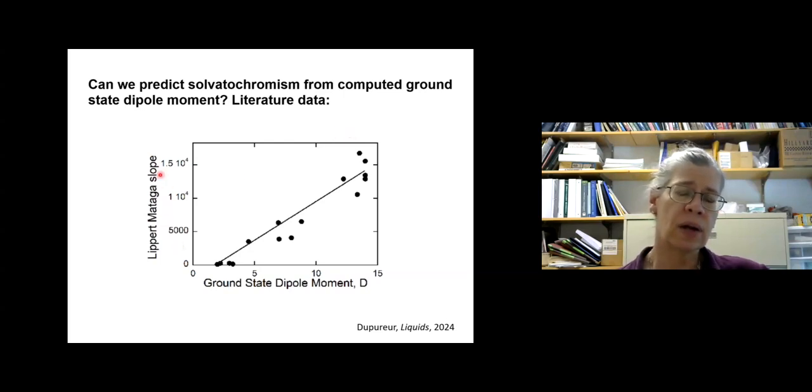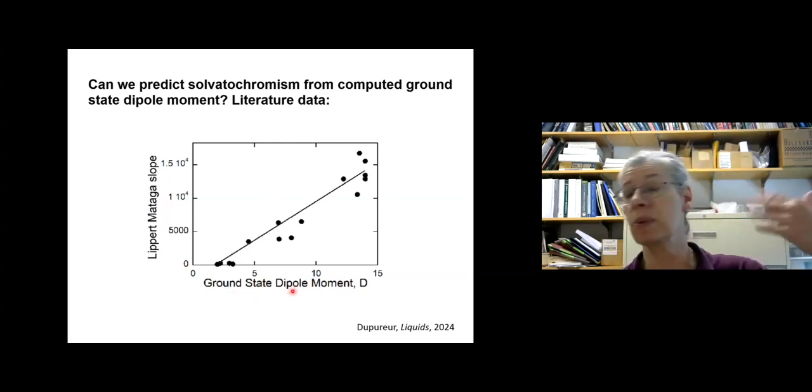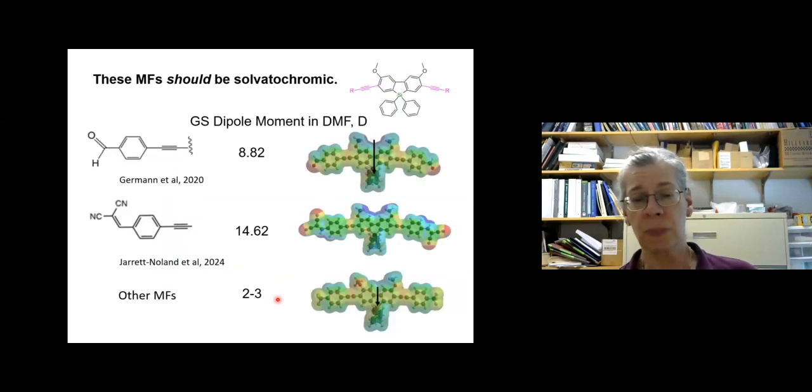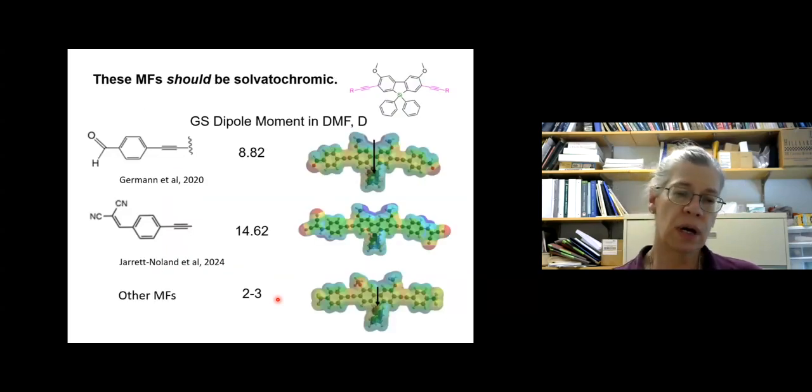To that end, I went to the literature and computed Lippert-Mataga slopes for a lot of systems and plotted that versus computed ground state dipole moment, which we can just calculate. And you can see there's a nice correlation there. So we think that ground state dipole moments make a good indicator of solvatochromic behavior as well. Based on that, the earlier metallafluorenes that I showed you have low dipole moments, 2 to 3 debye.